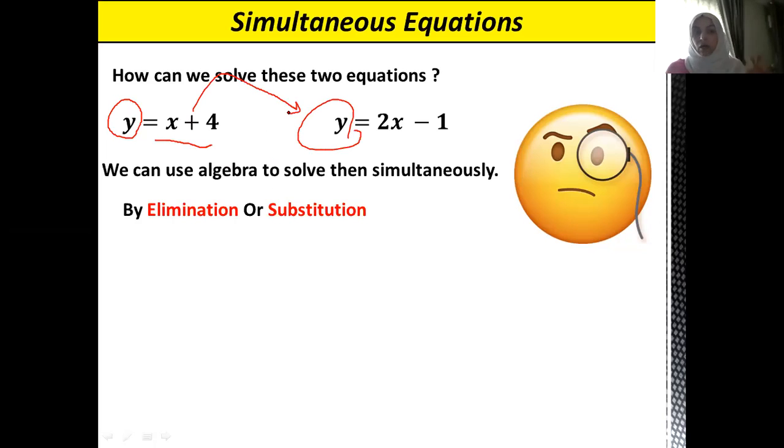So I remove the y and put x plus 4, and so I have one variable. I can work the equation. This is how we can do it, by substitution. Teacher, if I do it by elimination, can I do that? Yes, I can either add them or subtract them.